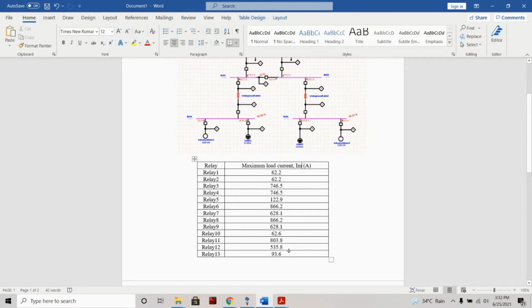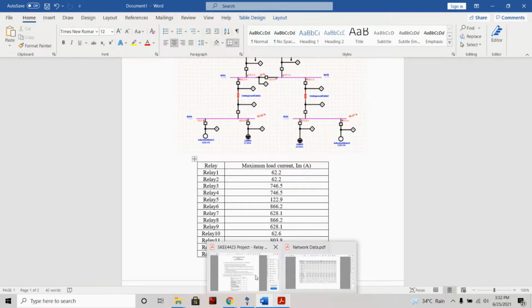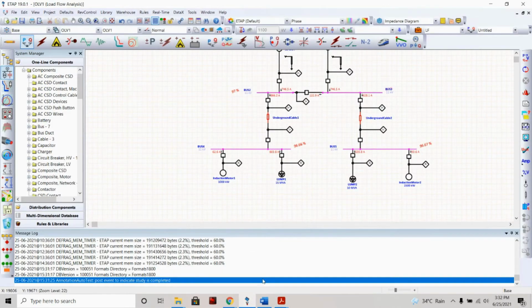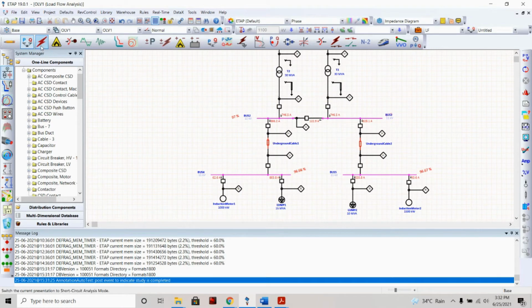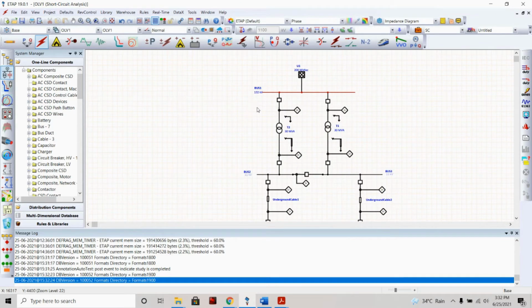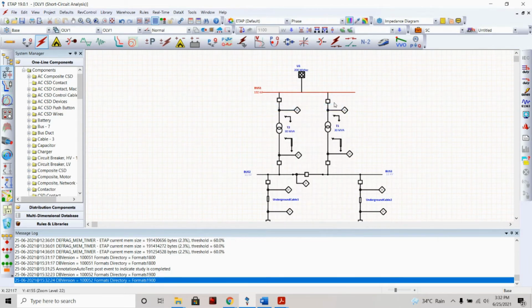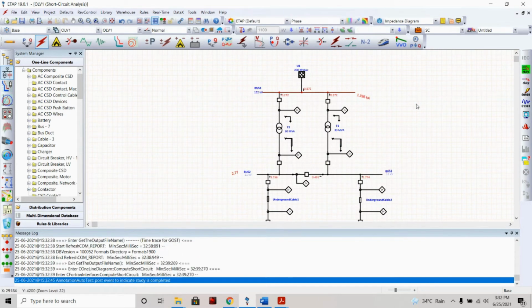Okay, for the second part of this analysis, we need to run the short circuit analysis to determine fault current at all buses. To run the short circuit analysis, we need to click this, and we need to run for the first bus, bus 1 having fault. So here, fault, and we click run 3-phase device. Short circuit analysis helps to keep the grid safe and operating well.